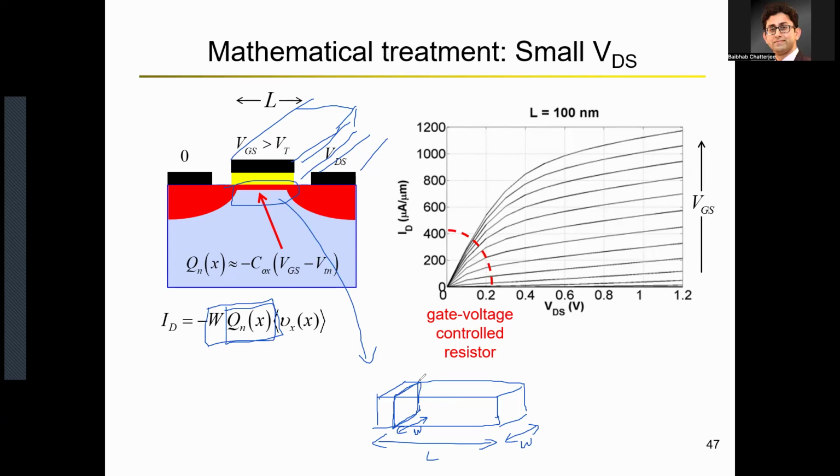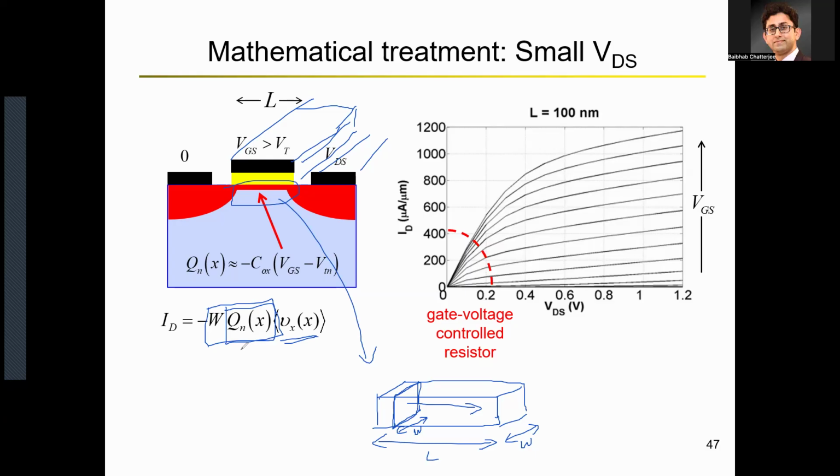W times Qn is the amount of charge that is present in this cross section. Now, what is current? Current is this charge flowing through the channel. So if this cross section keeps on moving through the channel, that's when you'll have current. And the velocity of that, let's say Vx, determines the velocity of the charge flowing through the channel. That is the velocity with which this cross-sectional charge moves through the channel. Right? That's basically your current.